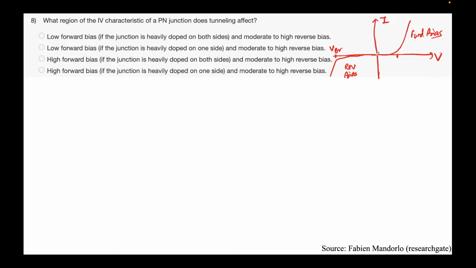Now let me talk a bit about what I mean by tunneling. For the lack of space, I'll remove this characteristic. We will come back to it again, but let's just get rid of it. So what do we mean by tunneling?